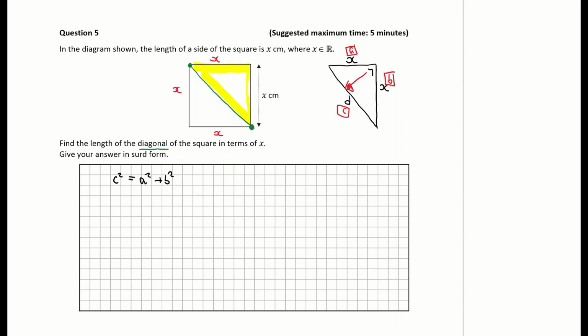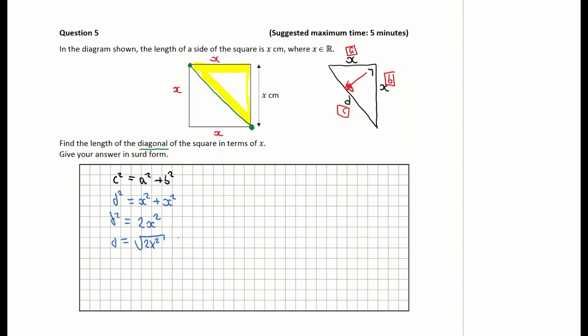So filling in my Pythagoras theorem, my C will now change to a D squared. My A will change to an X squared. And my B will change to an X squared as well. So that'll give me D squared is equal to, well, X squared plus X squared gives me 2X squared. And I want to get D on its own, so I need to get the square root of 2X squared in the square root. And that's our diagonal.